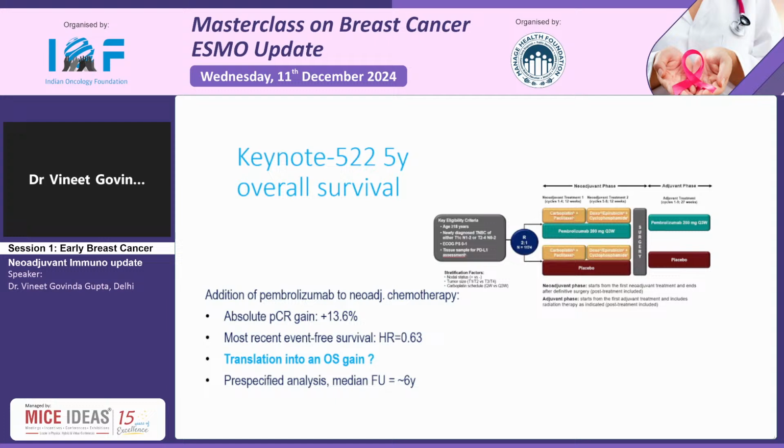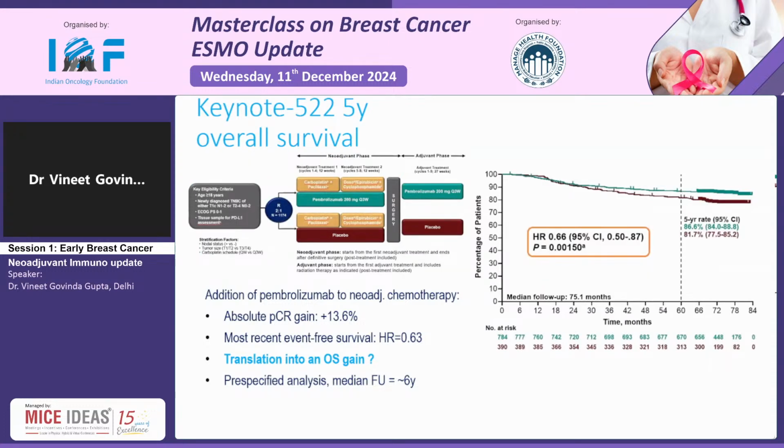This has been one of the major advances, I would say, in the TNBC neoadjuvant setting, that you can actually improve the long-term DFS by adding pembrolizumab. And now we have the long-term survival analysis as well. In the initial presentation and the paper, there was an increase in pathCR of 13.6%, which translates to an event-free survival gain with a hazard ratio of 0.63, which is a large number. The question is, does it translate to a survival benefit? Because that is ultimately what everything else is a surrogate for.